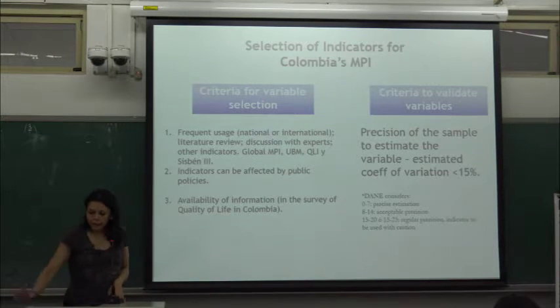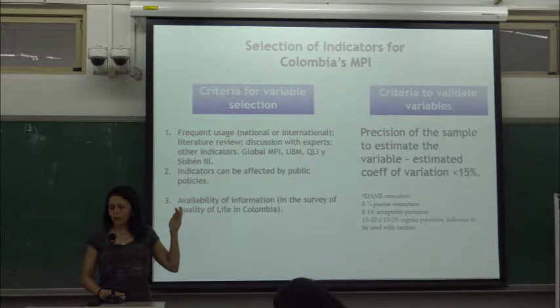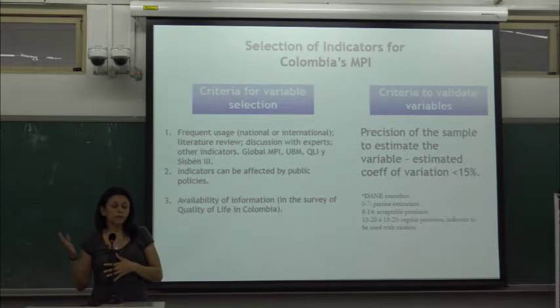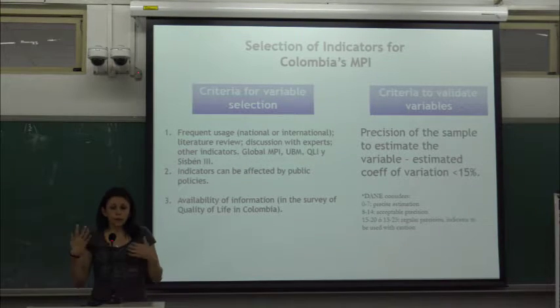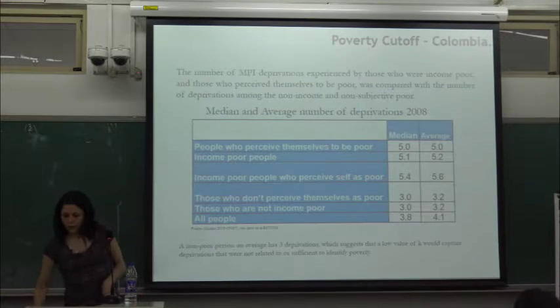And finally, they have a criteria to validate the variables, and it is the coefficient of variation. So they decided that variables that have less than 50% of variation were good enough to include in the index. Okay.